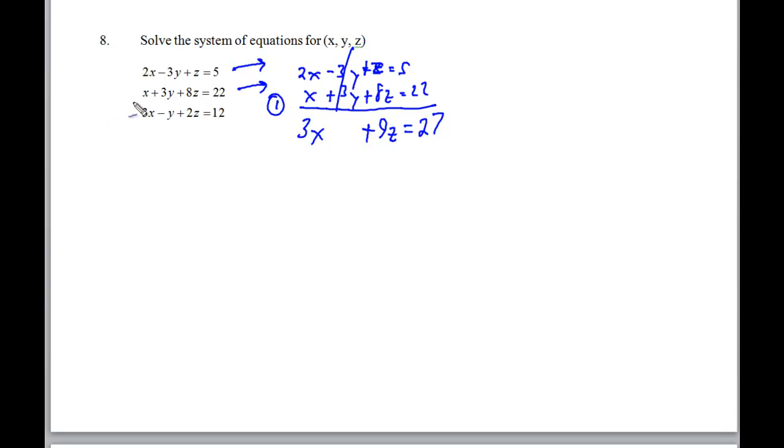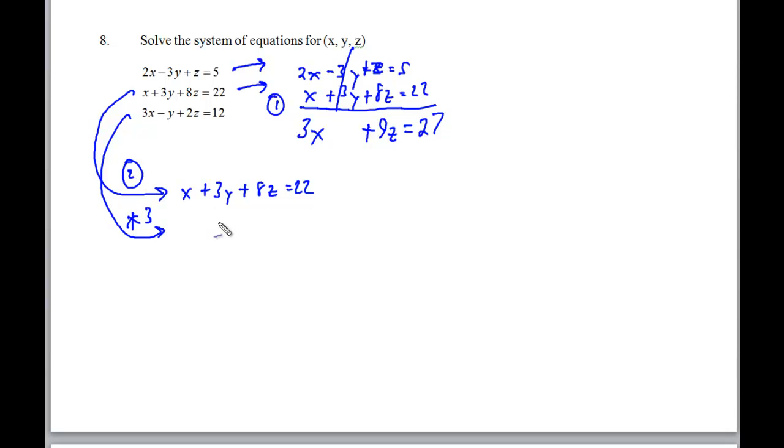Now what I'm going to do is probably pick these 2, because the y's are both opposites, but I'm going to have to multiply the bottom line by 3, so I get these opposite y's to simplify to 0. x plus 3y plus 8z equals 22. This is my step 2 here. And this is 3x minus y plus 2z equals 12. Alright, stack them on top of each other.